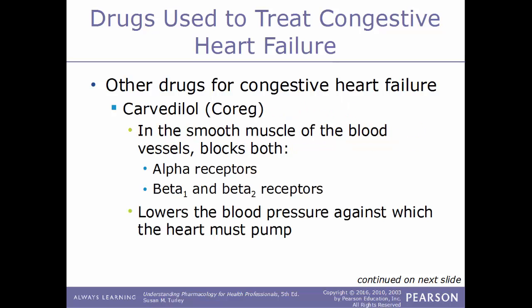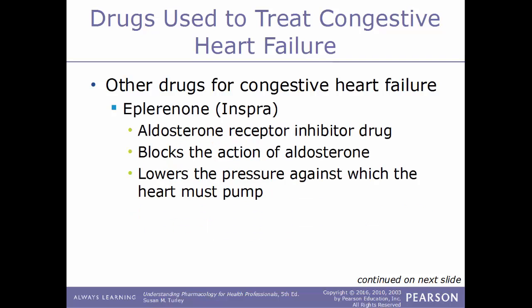Carvedilol, also known by the trade name Coreg. Now, this drug will block alpha receptors and beta 1 and beta 2 receptors within the smooth muscle of blood vessels. By doing so, this will lower the blood pressure against which the heart must pump. The drug eplerenone, also known by the trade name Inspra. This is an aldosterone receptor inhibitor drug, and it works by blocking the action of the hormone aldosterone. This will lead to a decrease in blood pressure, which means the heart has less resistance to pump against.